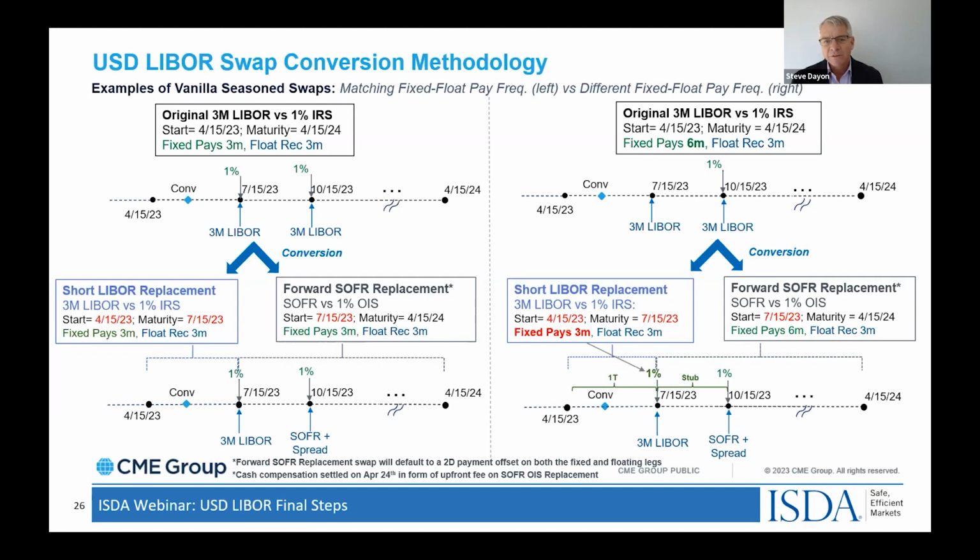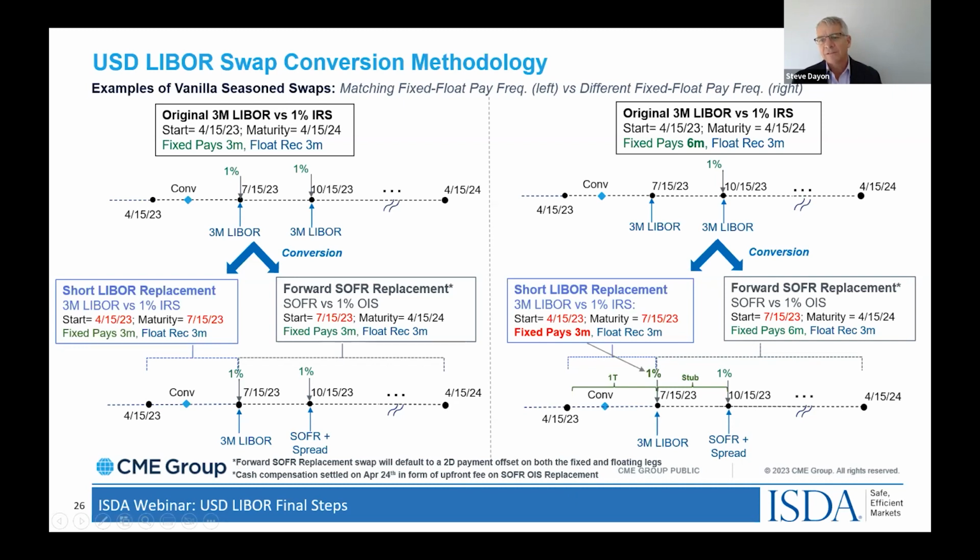And then one other key difference between CME and LCH is we actually process the conversion as part of the end of day process on Friday, April 21st. So our conversion date is April 21st, and that cash compensation amount that we're going to attach to the forward starting SOFR swap will settle that following Monday, 4/24. So just some small nuanced differences between CME and LCH.